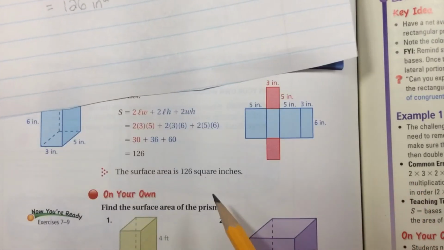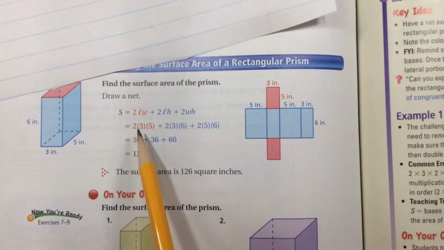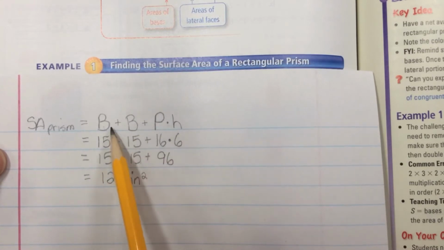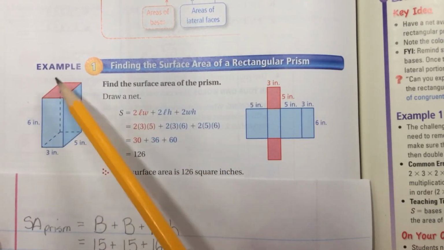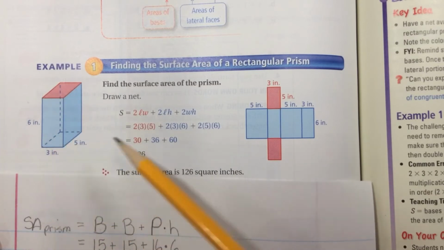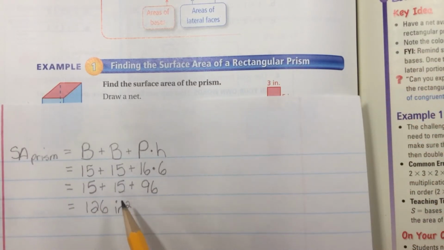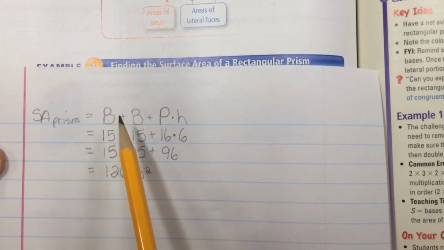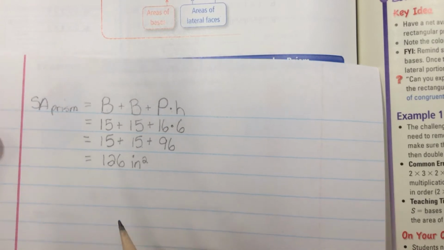So let's see, what did they get there? Oh, they got 126 square inches as well. Very good. Now they did it a different way, but we'll use this right here. Some people will still like to, and they can, just find the area of all of the faces and add them up. You can do that if you want. I find this to be better because this formula works for every single prism out there and you don't have to worry about what the shape is.